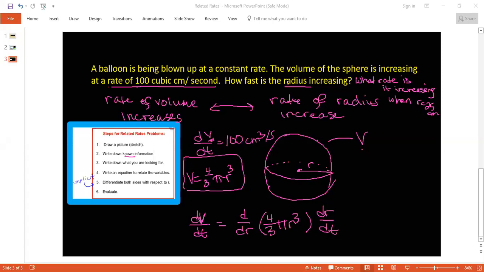And this is going to be the unknown that we're going to be solving for. That's going to be what we're looking for because it says how fast is the radius. And I probably should have put that in step number 3, write down what we're looking for. And we're looking for the change of the radius with respect to time. So let's go ahead and differentiate. Let me make some room.